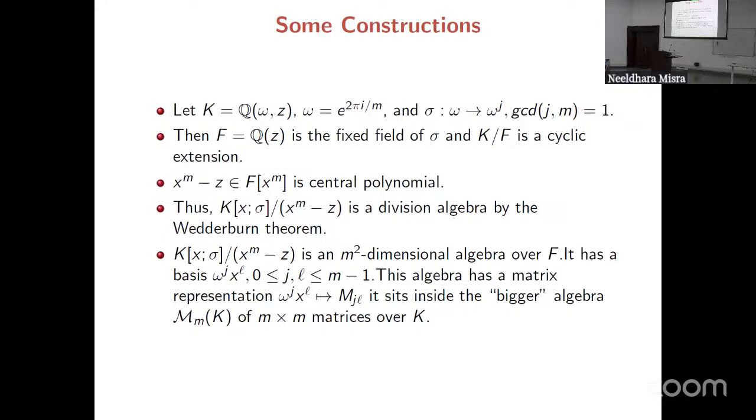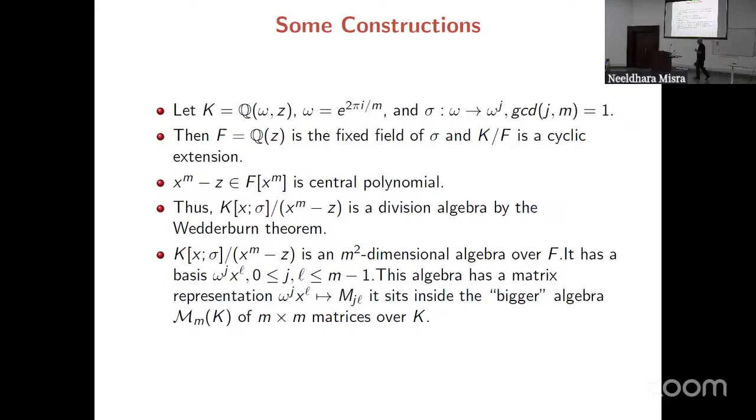So these are all m by m matrices. So I get an m by m matrix representation for this division algebra. It's all sitting inside the F linear combinations of the image of all these omega to the j, x to the l. All these matrices will give me a copy of the division algebra sitting inside m by m matrices over K.